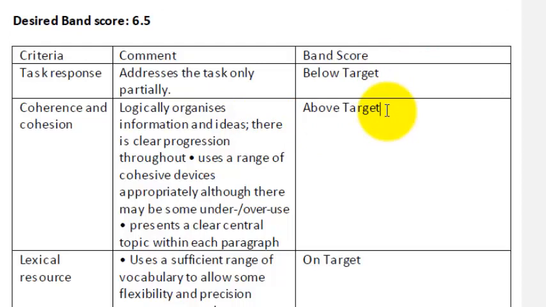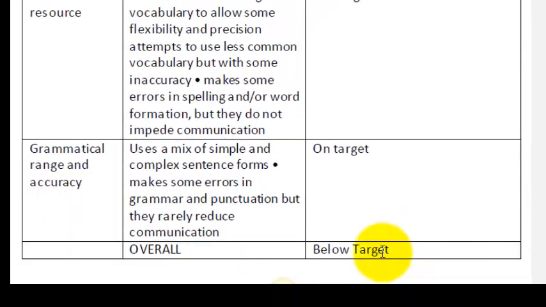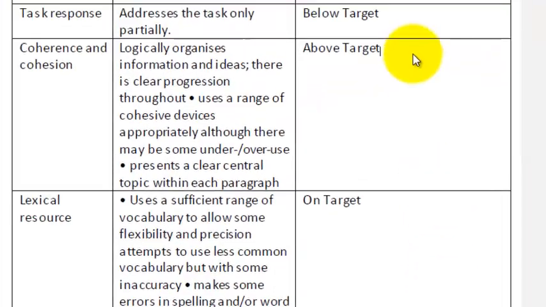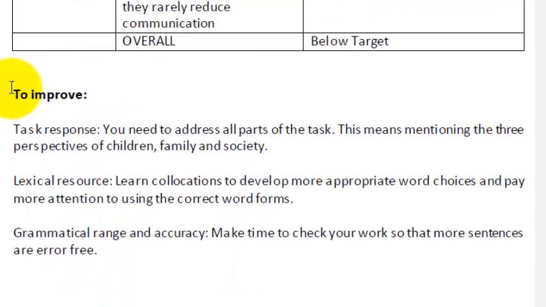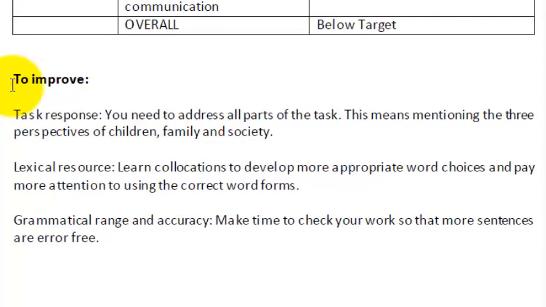We are giving IELTS feedback, and we don't know whether you did this task within the time, whether you used a dictionary. So we are only marking what we see, and therefore we're only prepared to say below, above, or on target. Now, the overall score is below target, and that is because of this task response up here being below target. Finally, we give some summary comments, specific things that you can do to improve.